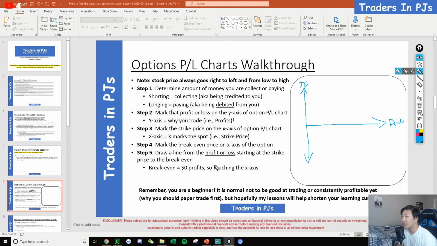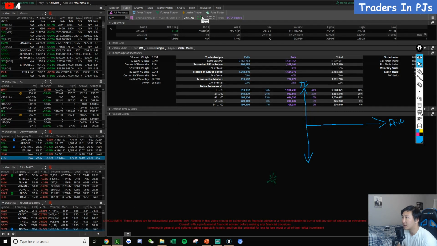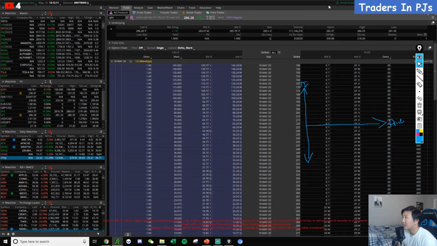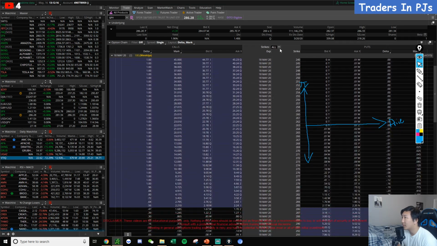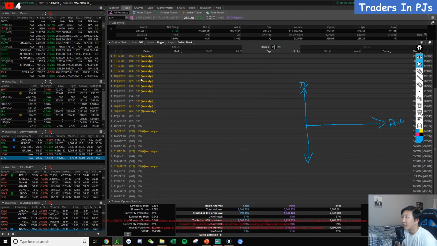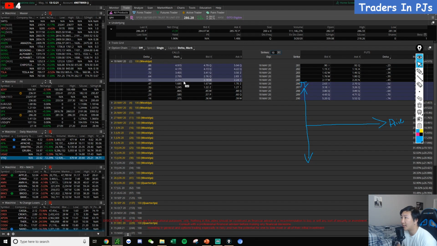So let's talk about a real option example. Let's just use SPY here, a random one, it doesn't really matter. Let's look at a call option, and let's pretend you're buying a call option. The current price is 286.28, and let's buy a 285 call. The mark price is the price between the bid and ask price that this option is currently trading at.